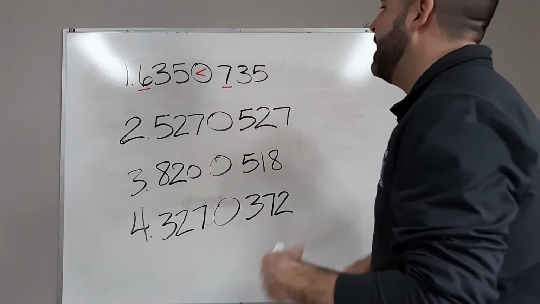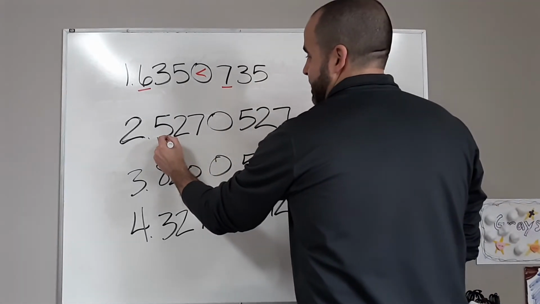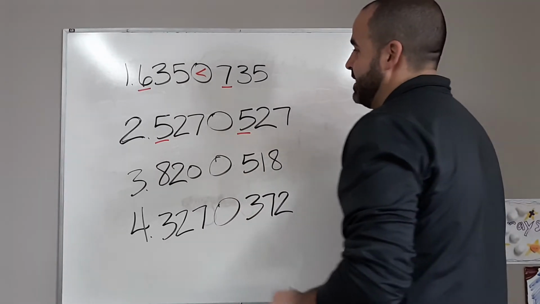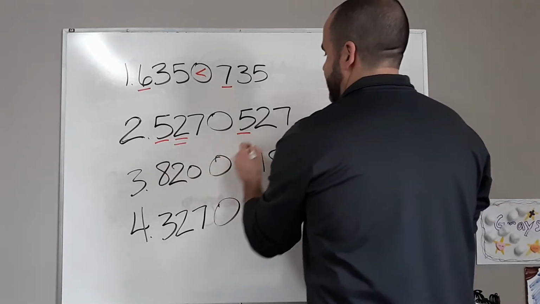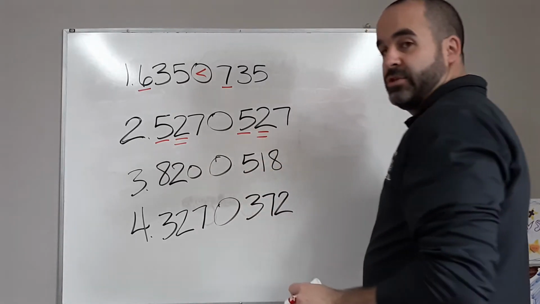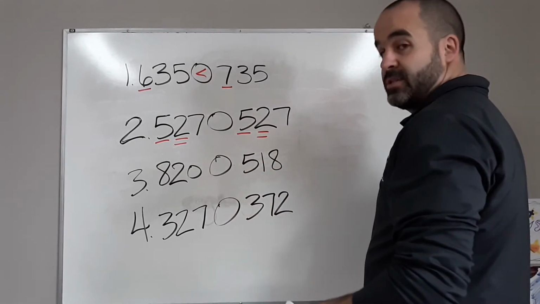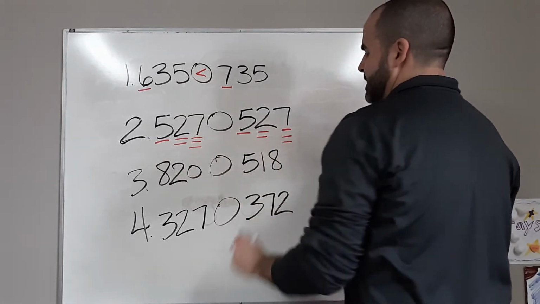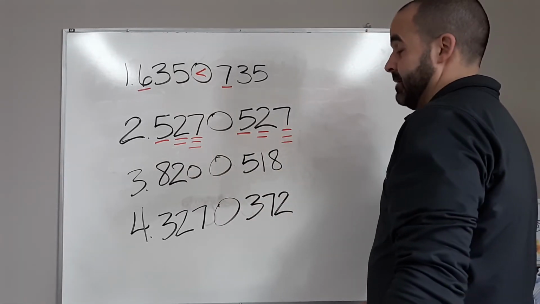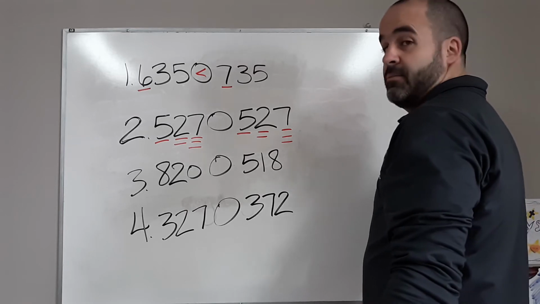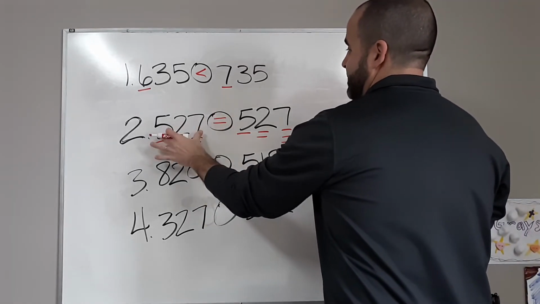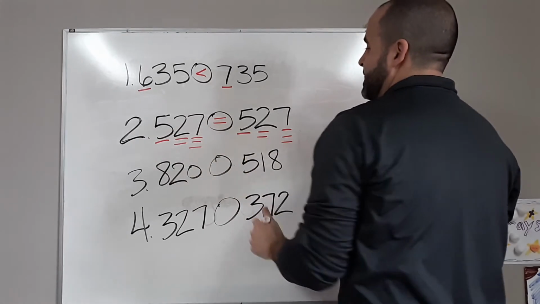Let's do the same thing. Number 2, we have hundreds. They're both 5. And the tens, 2. Okay, so those are still the same. And in the ones, those are both the same. So what should we put in the middle? Yep, equal sign. Because 527 equals 527.